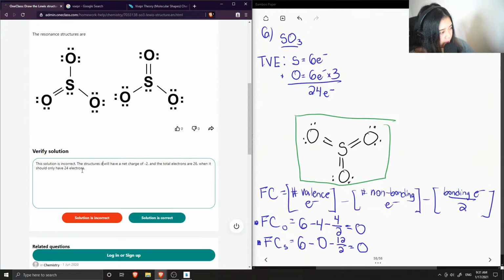The structures shown have a net charge of -2, and the total electrons are 26 when it should only have 24 electrons. The central atom should have 3 double bonded oxygens for the correct Lewis structure.